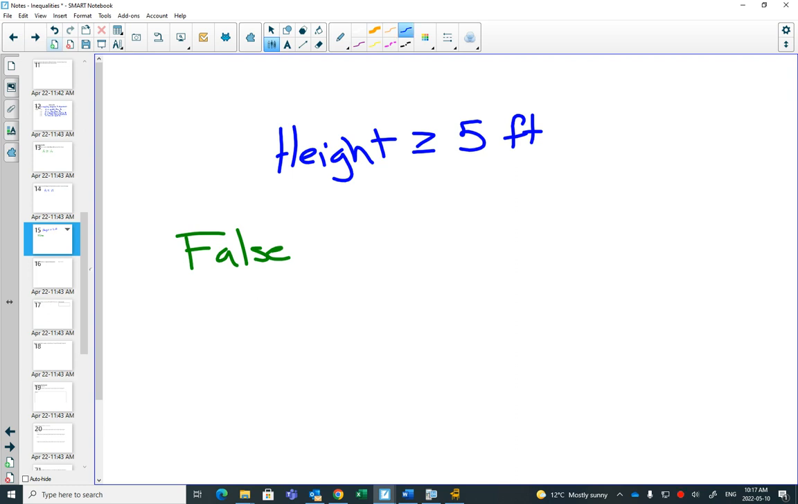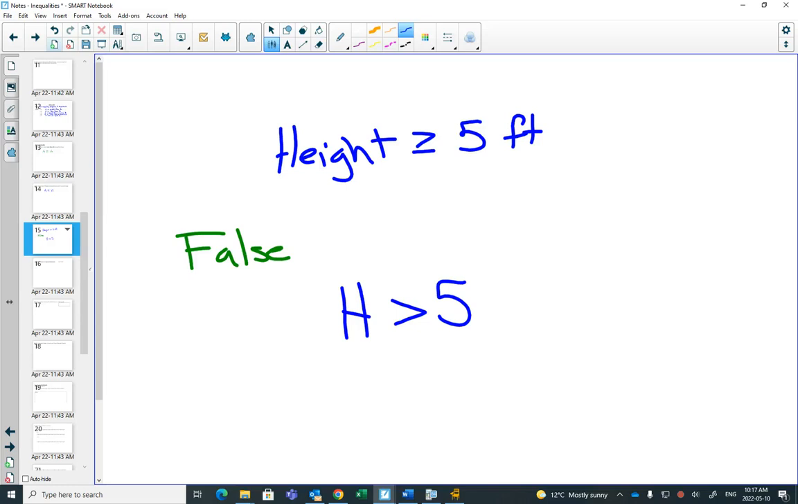So how would we show just more than? Height greater than 5. So the wording can get really particular here, right? If it says must be at least 5 feet tall, then 5 would be included. But if it says more than, then 5 is not included.